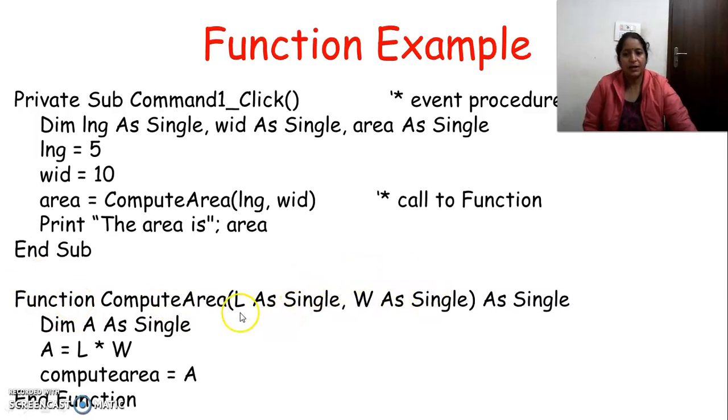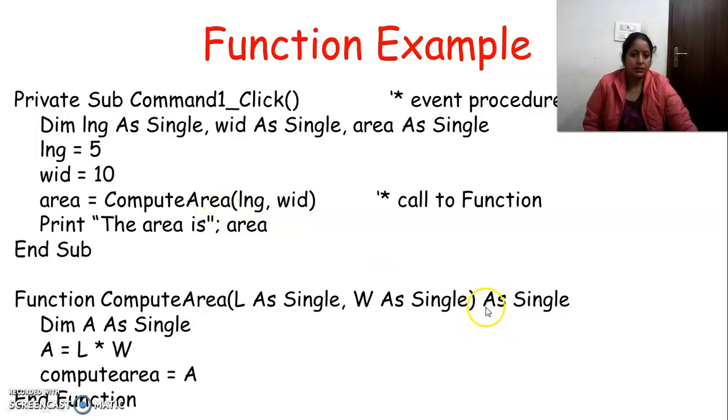Two arguments are passed, L and W. A is equal to L multiplied by W to calculate the area. Now this value A is assigned to ComputeArea at the end of the function. Now this is the call to the function: area is equal to ComputeArea(length, width).